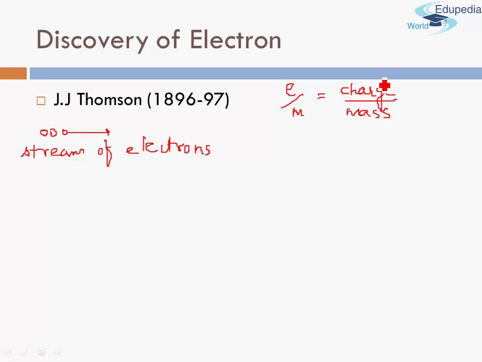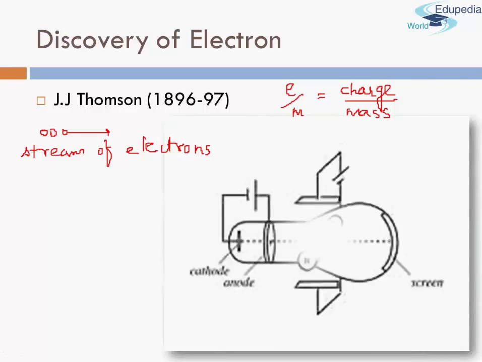So let's see how he did that, how he calculated this ratio and how this ratio actually signifies that these cathode rays are made up of material particles which have negative charge as their inherent property. He performed a series of experiments with the help of other scientists in his team, and in a crude way we can represent his experiment by this diagram which you can now see.